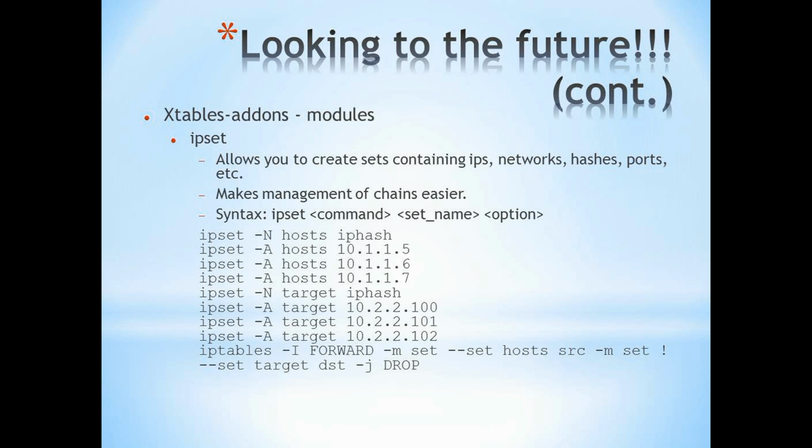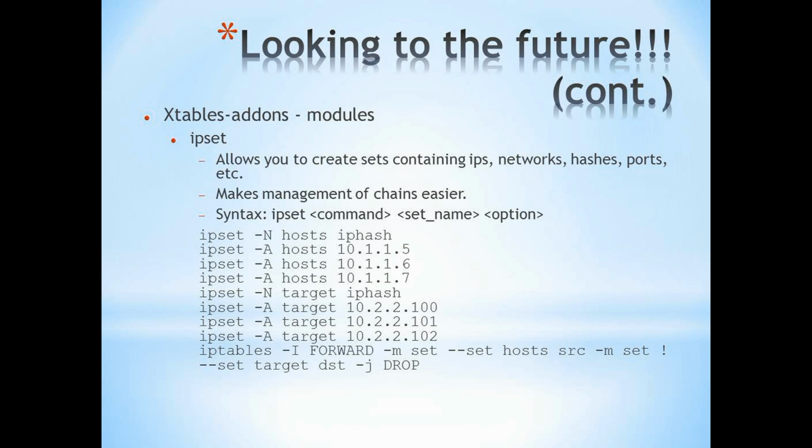And then ipset -a, add or append, hosts 10.1.1.5 and .6 and .7. And here I'm creating a new IP set, ipset -a, called target. And that's going to consist of 10.2.2.100, 101, 102. And then I'm going to create my IPTables rules to utilize that set.